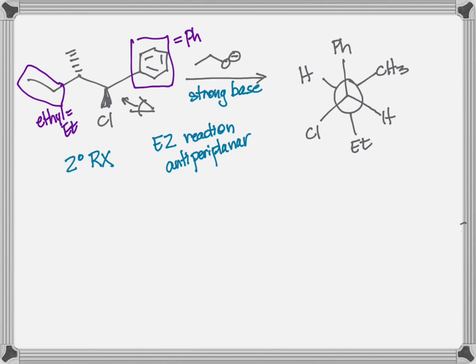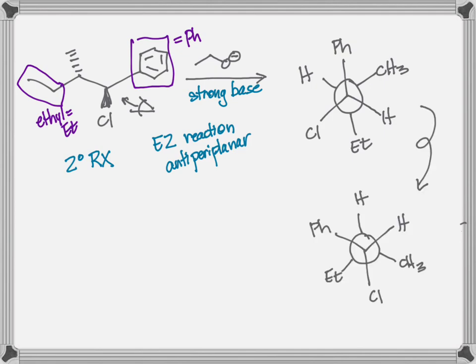Now I have added the methyl group and the hydrogen, so I have a complete Newman projection. One issue with the Newman projection is it doesn't have the hydrogen that's leaving and the chlorine that's leaving anti-periplanar to each other. I have redrawn the Newman projection by rotating both the front and the back carbons, putting the chlorine pointing down and the hydrogen pointing up.